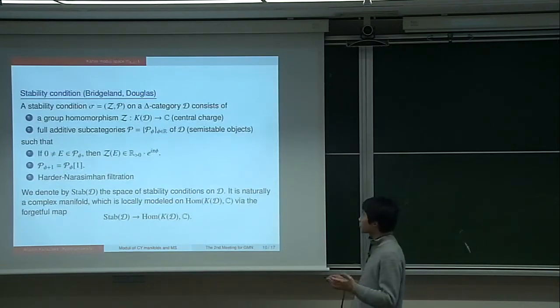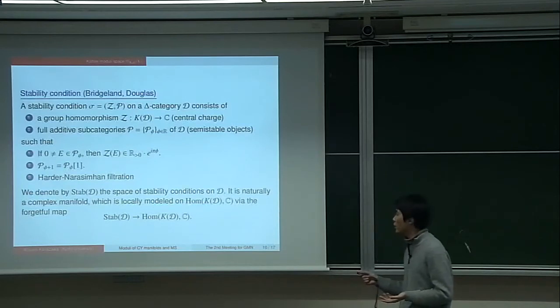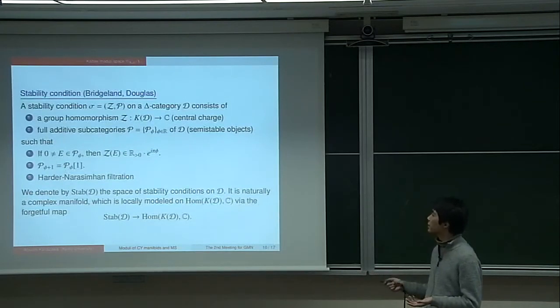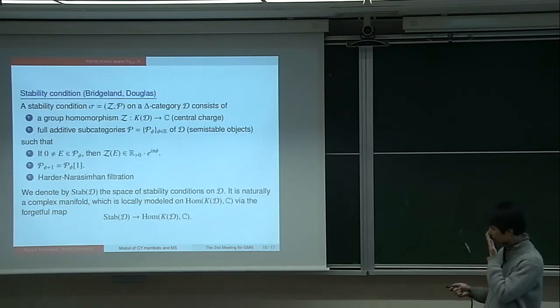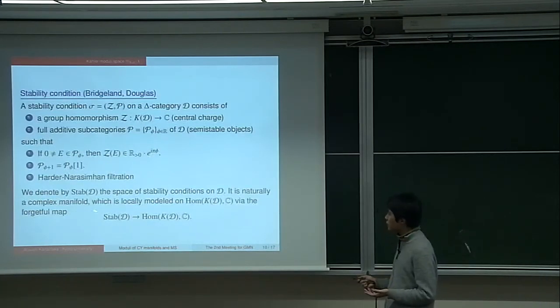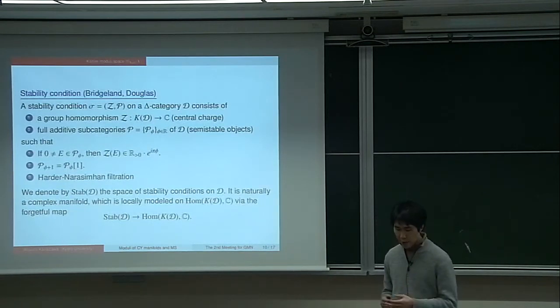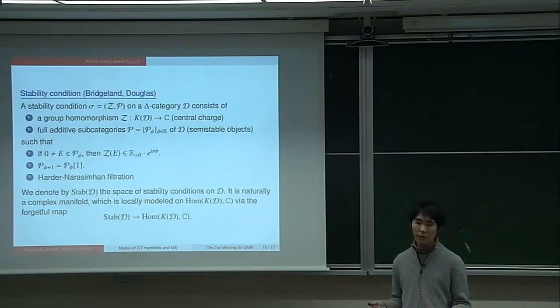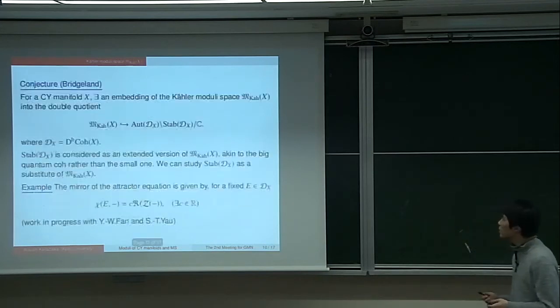It turned out, by Bridgeland's theorem, that it is naturally a complex manifold, which is locally modeled on this vector space via the forgetful map. So it's a pair, and by forgetting the second part, you get a map. By this forgetful map, you see that it's really a complex manifold. So it's just a recipe to construct a complex manifold out of a category.